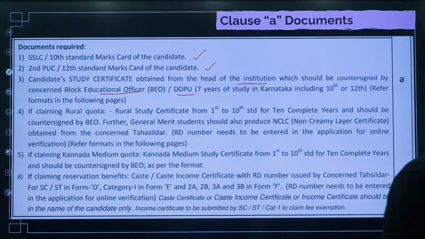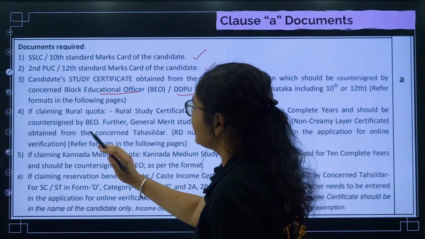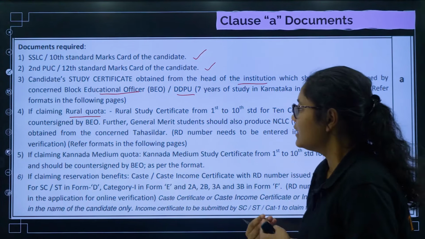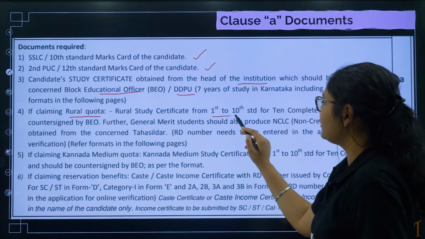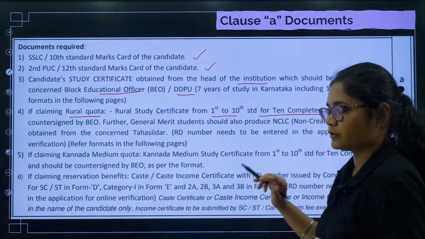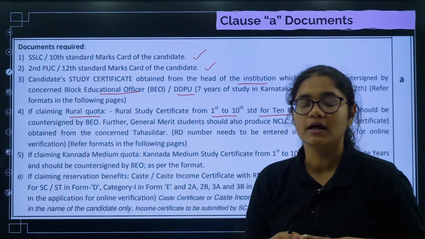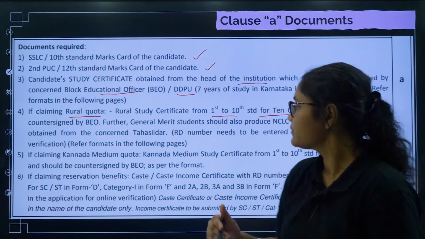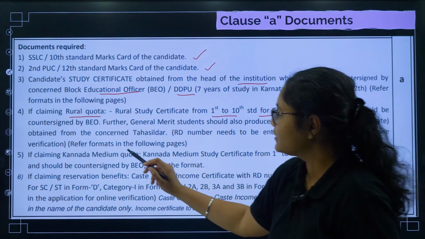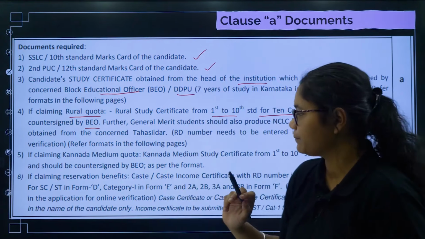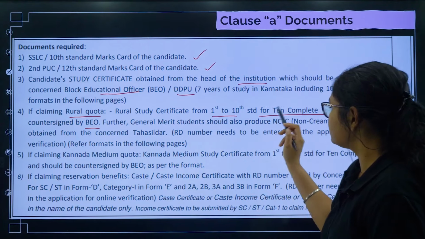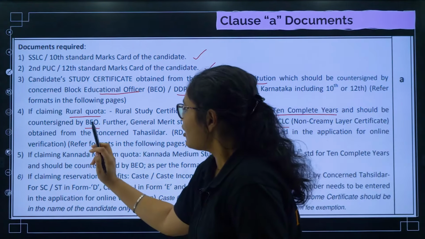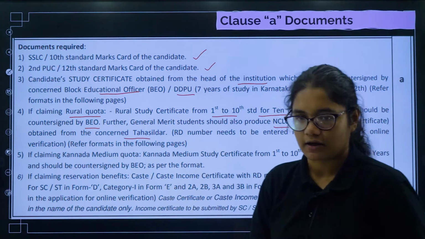Next, what is the next document that is required? If you are claiming the rural quota, you need a rural study certificate from 1st to 10th for 10 complete years. So if you are asking for the rural quota, then you should have studied 10 years in Karnataka, and it should be signed by the BEO. Next, general merit students should also produce a non-creamy layer certificate, that is NCLC, obtained from the concerned Tehsildar.